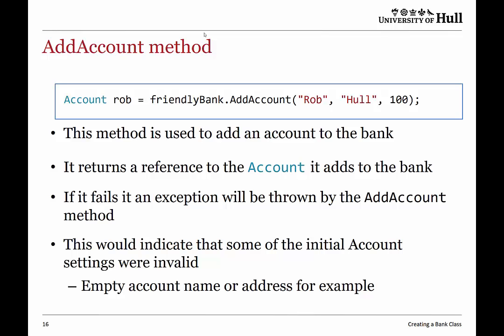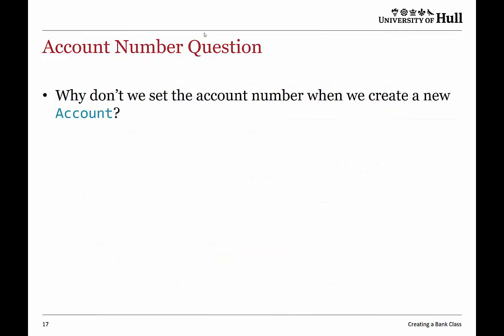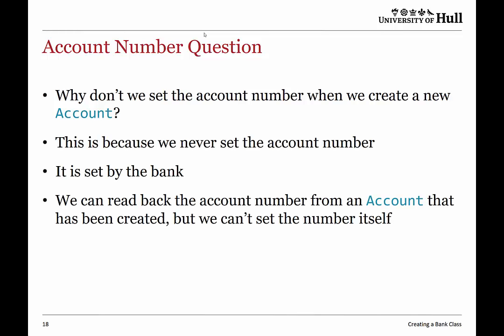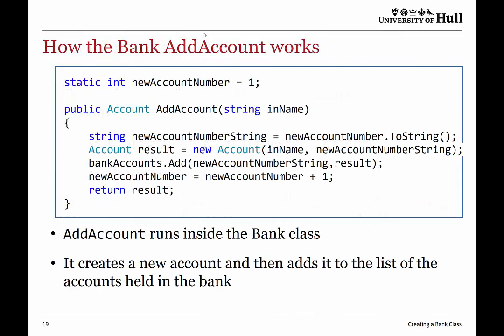Rob lives in Hull and he has £100. Fantastic. We don't set the account number. We've covered this one already because we never set the account number. The bank does that. We read back the account number, but we never actually set it. It's manufactured for us by the method that makes a new bank account. Talking of which, here it is. This is the code that makes a new bank account.